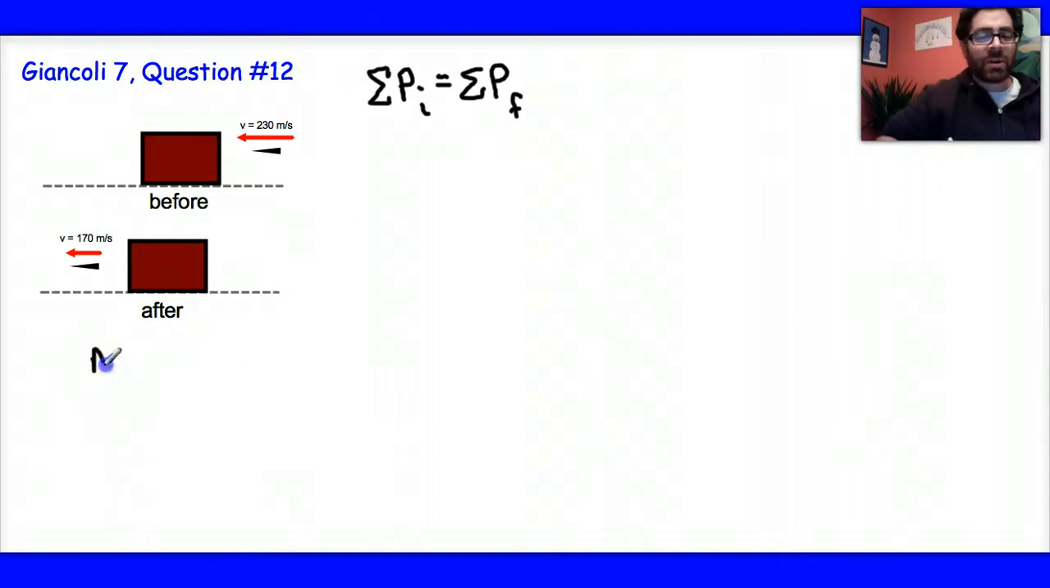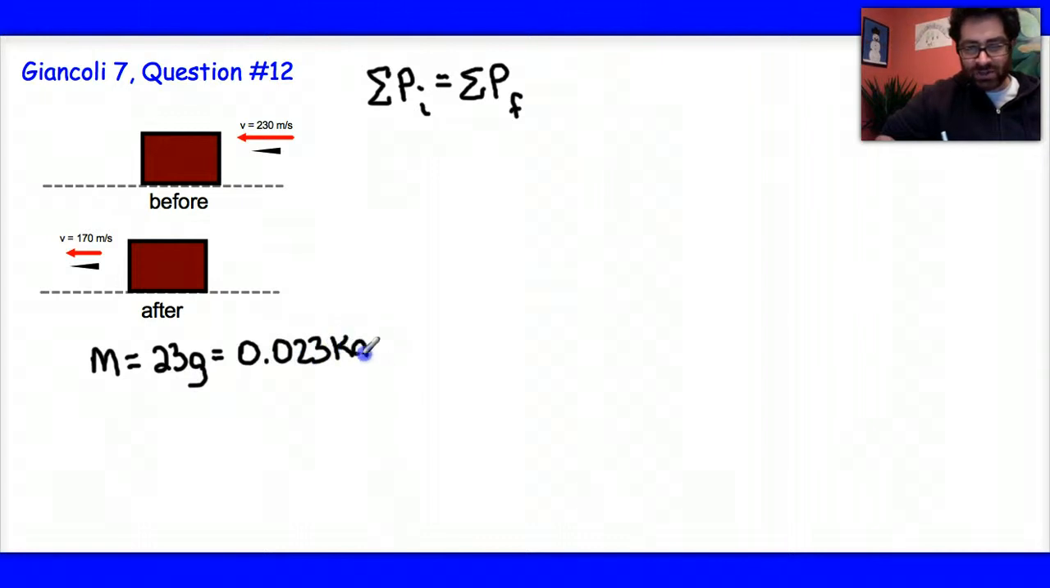I'm also given some other information in the problem. I know that the mass of the bullet is 23 grams. I'm going to immediately need to convert that to kilograms. So 0.023 kg is the equivalent of 23 grams. Let's go ahead and identify what we know in this system ahead of time.